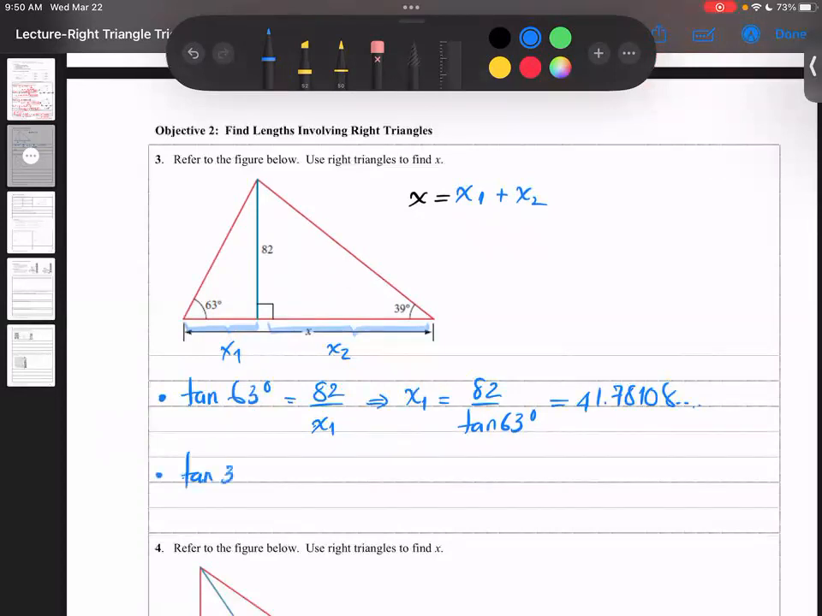Tangent of 39 degrees. Can someone tell me what over what? Which is put in a number over x2. So x2 equals 82 over tangent of 39 degrees, which is equal to 101.26156, etc.